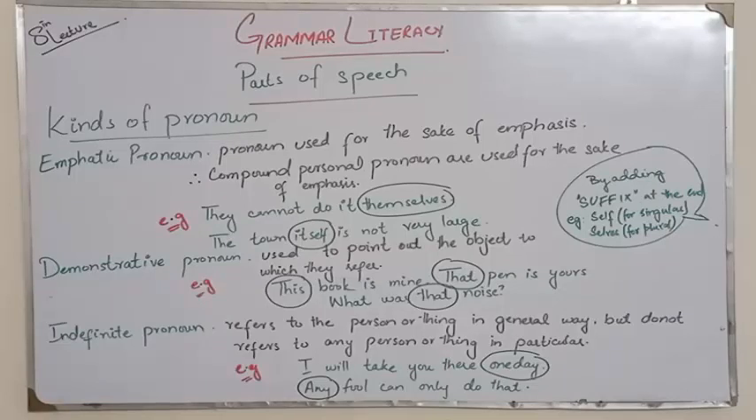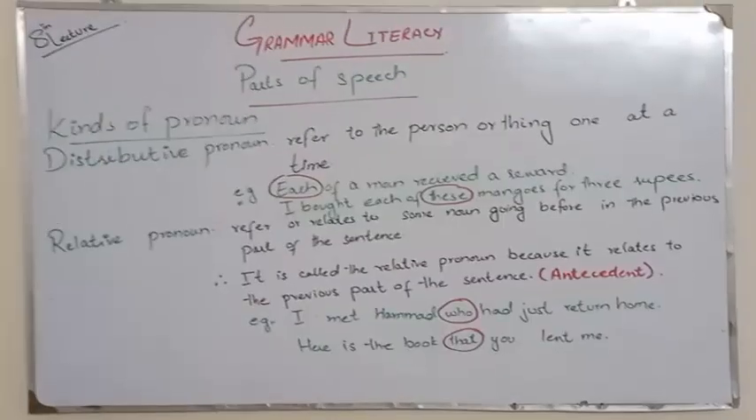Or, any fool can only do this. Like, nobody is talking about some specific person, they are just talking in general about who can do this, only a fool can do this, or any fool can only do this. So these are called the indefinite pronouns, because they refer to the person or thing in the general way. They are not going to refer to the person or thing in the particular way. So let's look at the next few types.